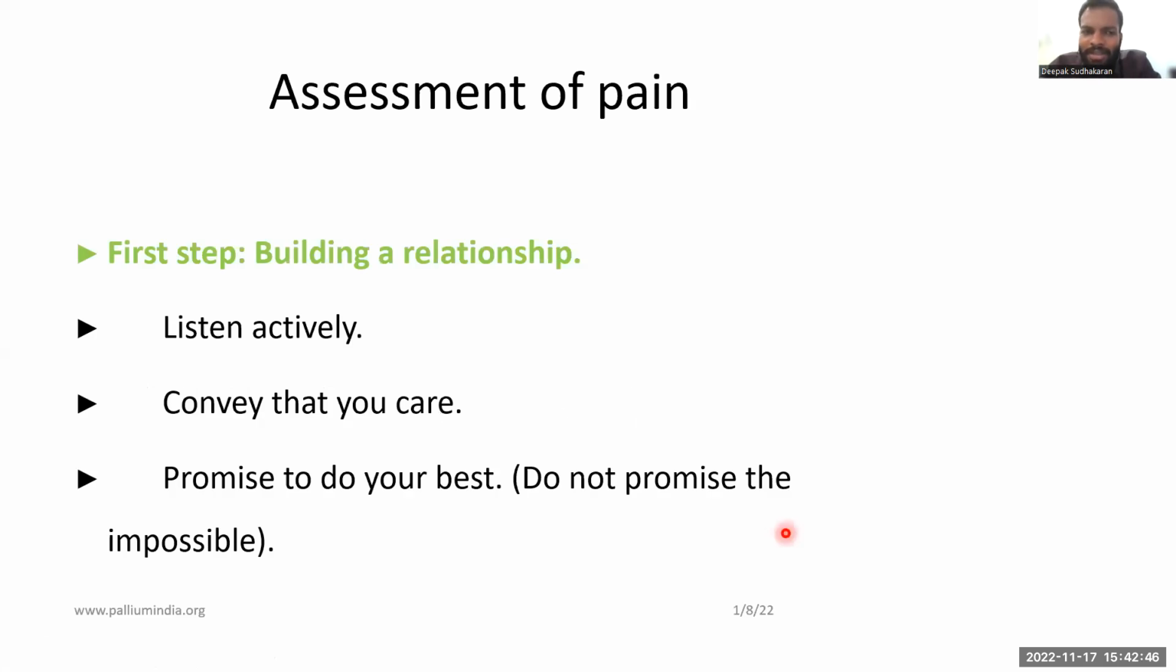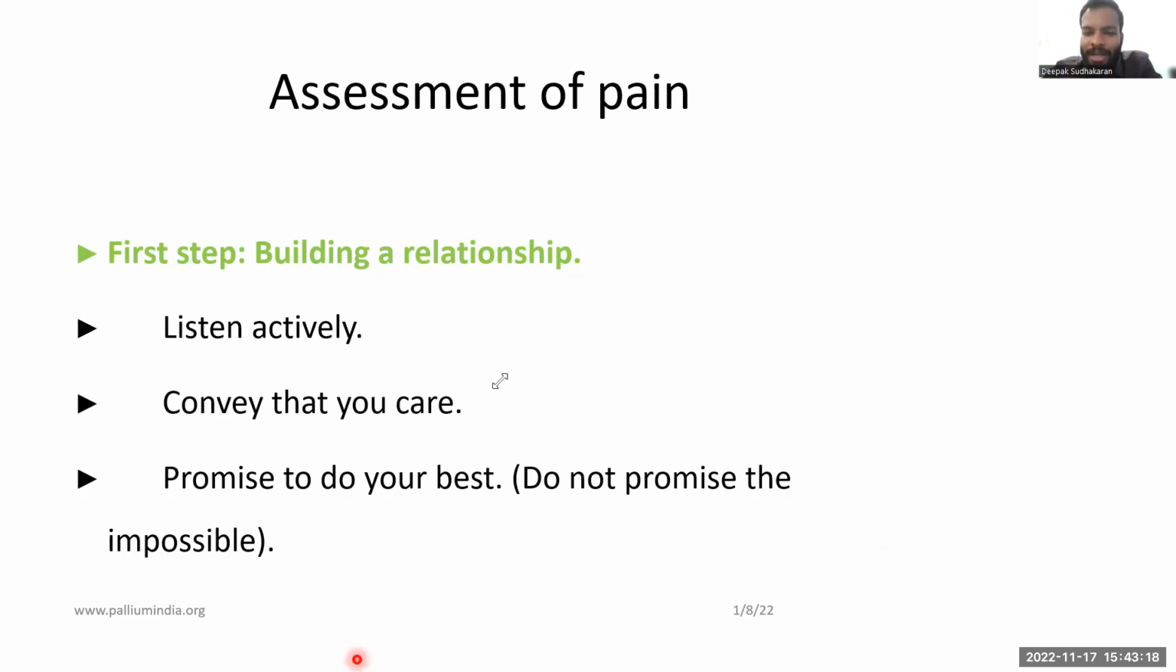The first step is always to build a relationship. Introduce yourself. Ask about the person. Also, know about their background. Listen actively. Listen in such a way that you are conveying that you care. There is no need to say that I care for you. Just the way you are asking questions and just the way you are listening will convey that you care genuinely for the person, and you are not doing it just because you are a nurse over there.